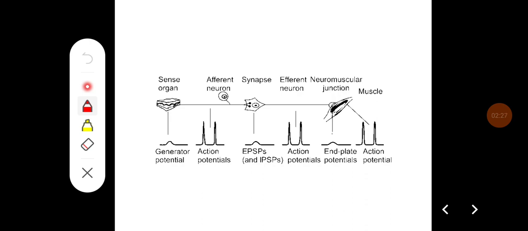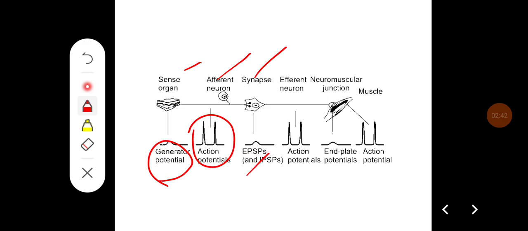So this is showing a reflex arc. Again, the sense organ is where they are going to produce action potential. In the afferent neuron, they produce action potential, and again in the synapse they produce EPSPs or IPSPs. Again in the efferent neuron there will be generation of the action potential, and at the effector end, where there is a neuromuscular junction, they produce end plate potential. Again in the muscle they produce action potential.